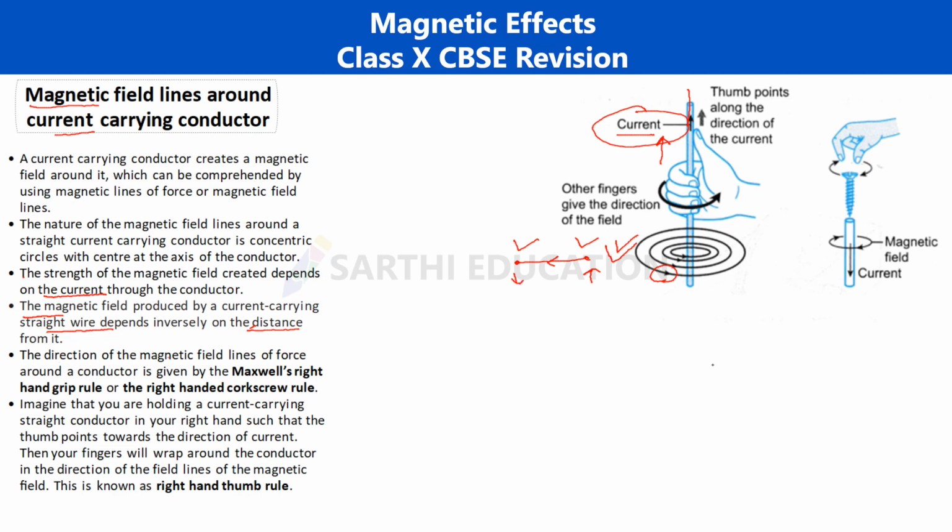The direction of magnetic field lines around a current carrying conductor is given by Maxwell's right hand grip rule, or we can say the right-handed corkscrew rule. That will also give the same result. Imagine that you are holding a current carrying conductor in your hand such that the thumb points towards the direction of current as shown in this figure.